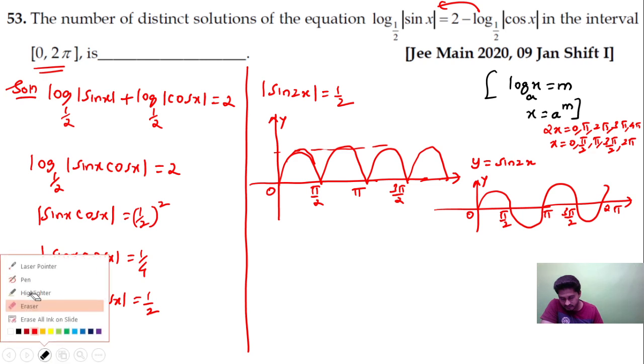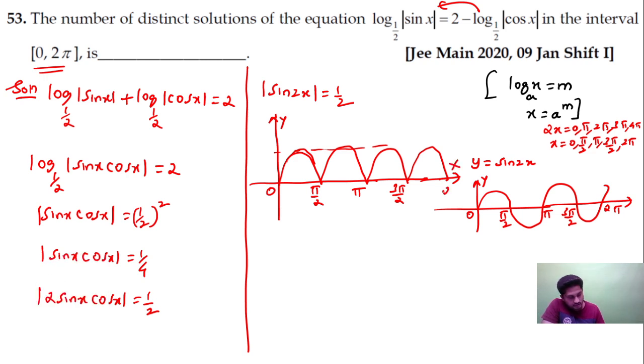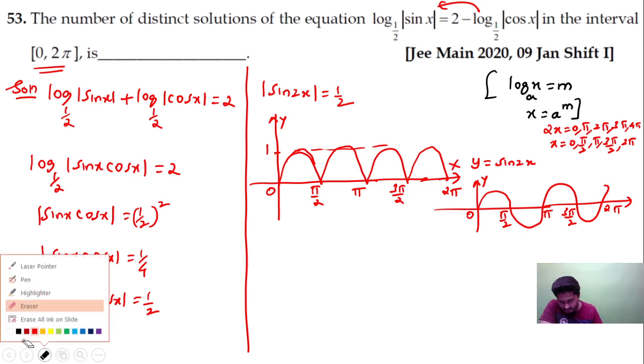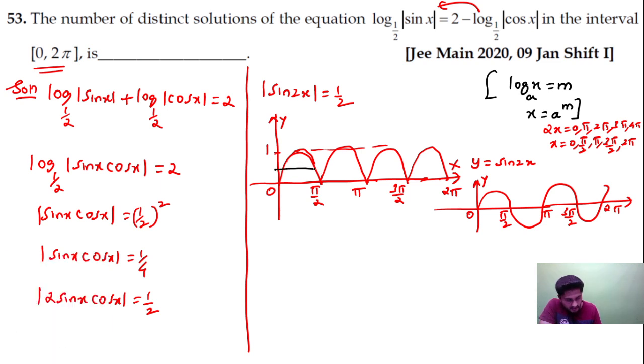Okay, this is x, and then this should be equal to 2 pi. Maximum is 1. So modulus of sin x is equal to half, means exactly here, half of this. Half, you get a line here, so this is half. So how many points does it intersect?